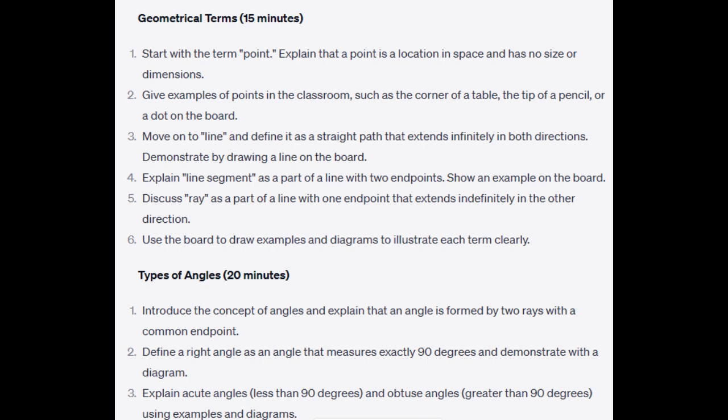Introduce the concept of angles and explain that an angle is formed by two rays with a common endpoint. Define a right angle as an angle that measures exactly 90 degrees and demonstrate with a diagram. Explain acute angles, less than 90 degrees, and obtuse angles, greater than 90 degrees, using examples and diagrams.